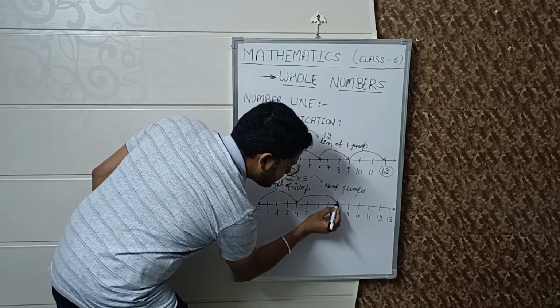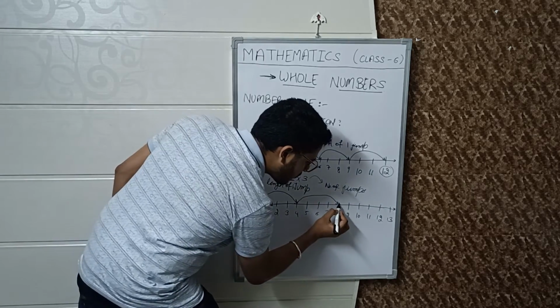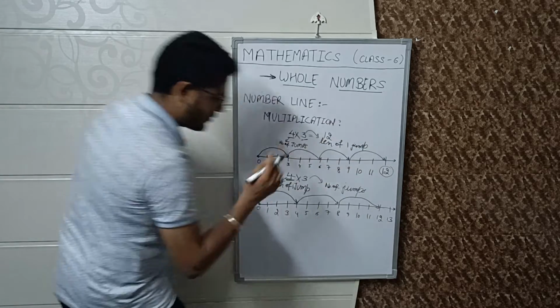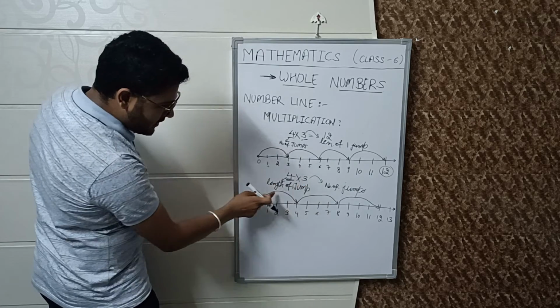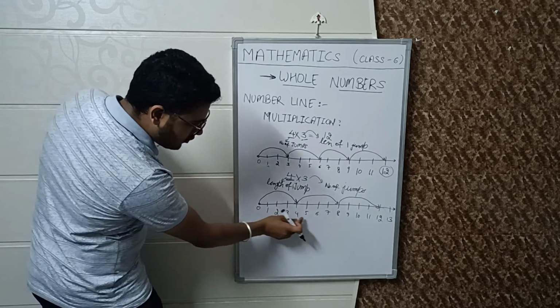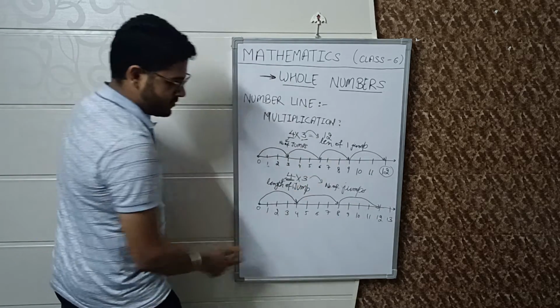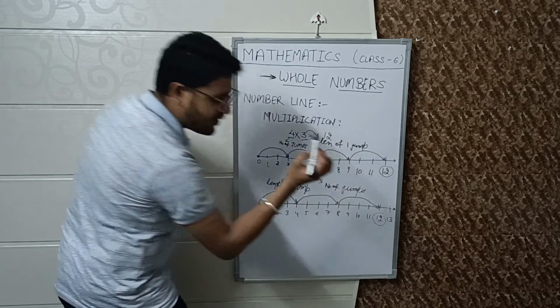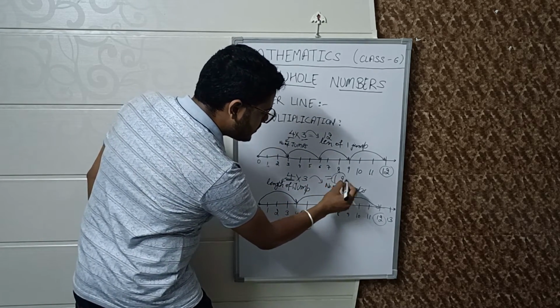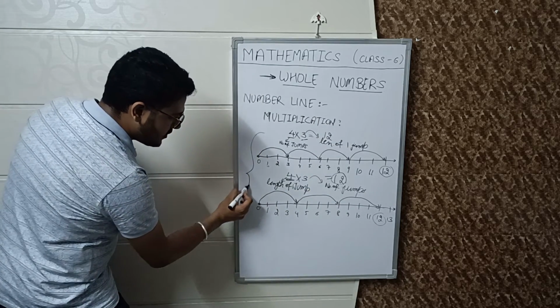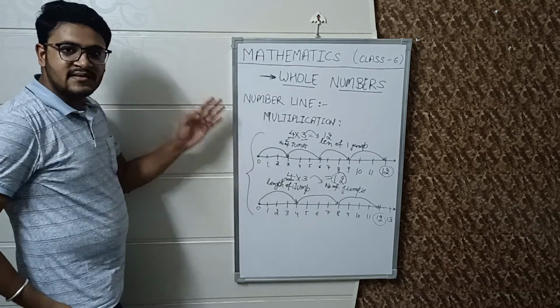1, 2, 3 and 4. 1, 2, 3 and 4. So we have 1, 2, 3 jumps. Number of jumps 3 and length of each jump is 4, 4 and 4. So where we reached? 12. So our answer is 12. So in both the cases we got the same result.